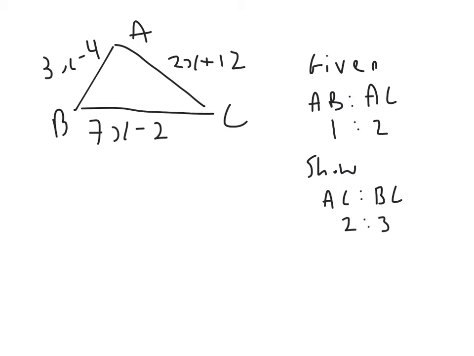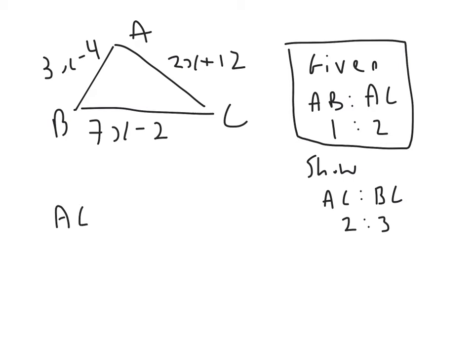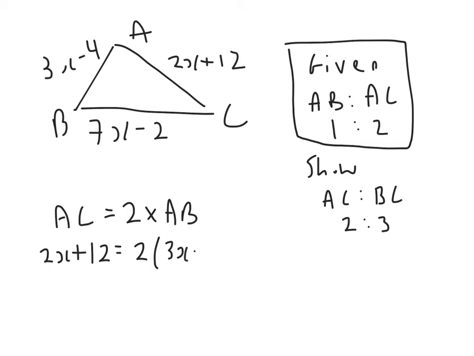So where to start? Well, firstly, you've got to understand what this information actually means. So the ratio of AB to AC is 1 to 2 means that AC is equal to 2 times AB. Okay, so if you set that up, we know that AC is 2x plus 12, and that's equal to 2 times AB, which is 3x minus 4.